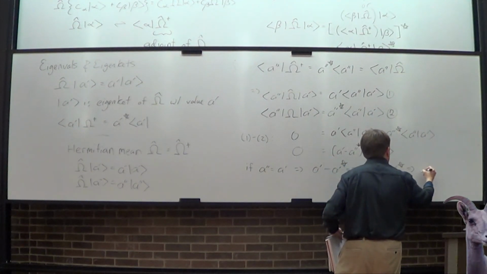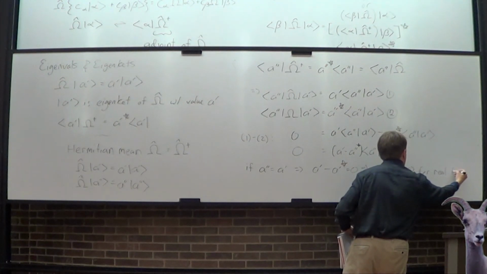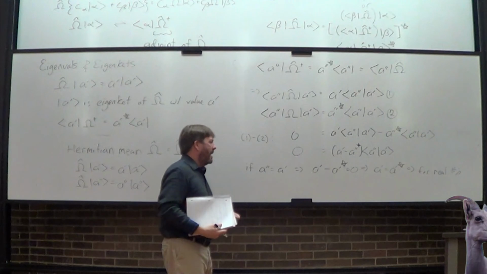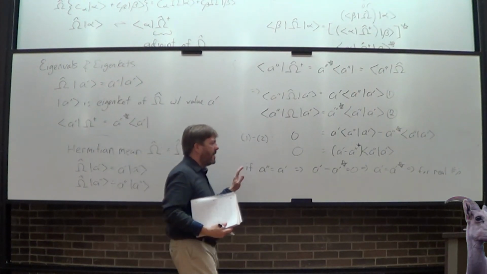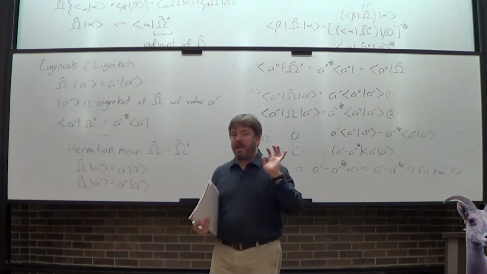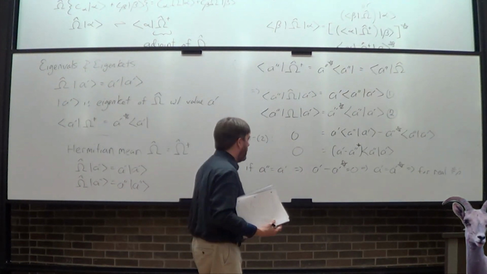And that is only true for real numbers. It's not true for complex numbers. Therefore, the eigenvalues of Hermitian operators are always real. That's hideously important. The eigenvalues of Hermitian operators are always real.